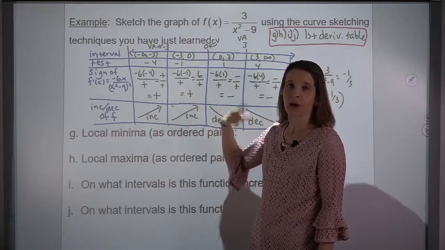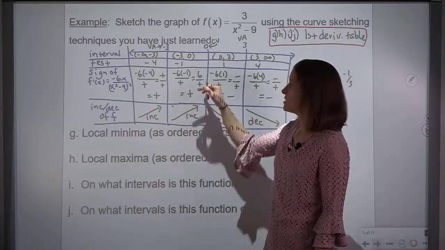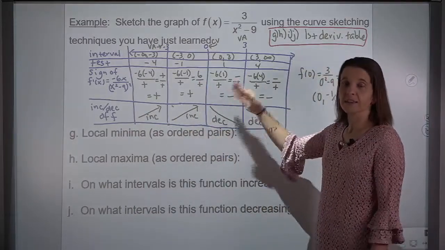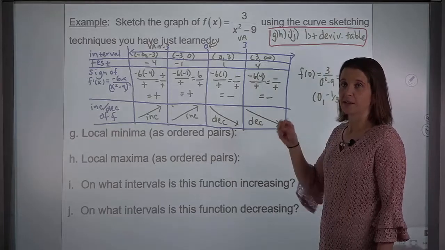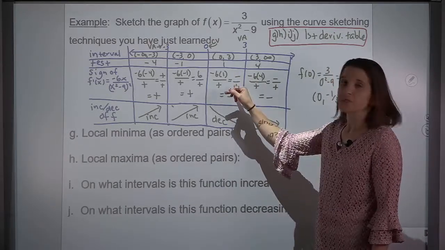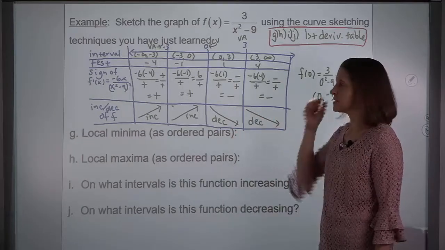Then remember that why are we doing this? Because when the derivative is positive, the function is increasing. And that happens for both of those. Then over here, I end up getting a negative sign when I plug into my first derivative function. And when the derivative is negative, the function is decreasing. And so that happens in both of these places.